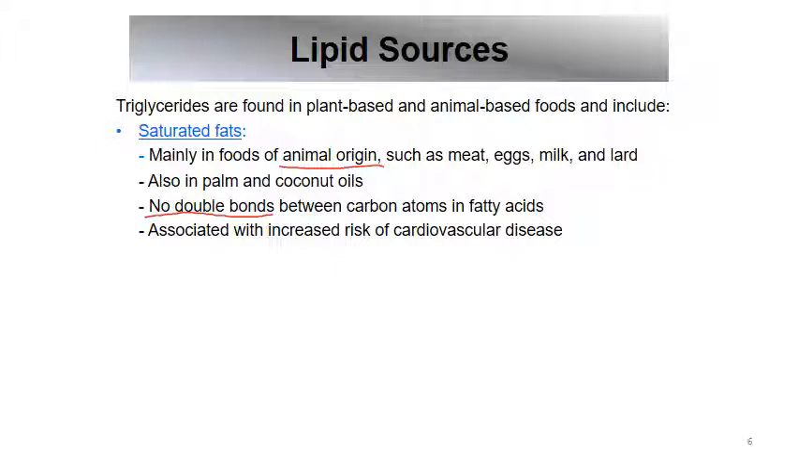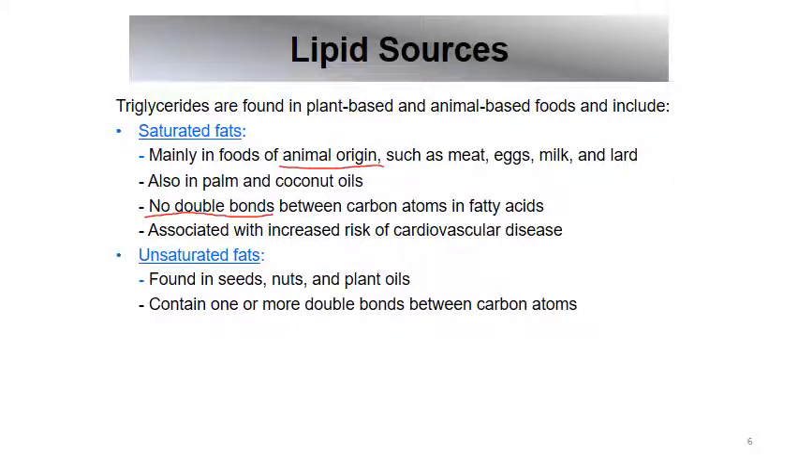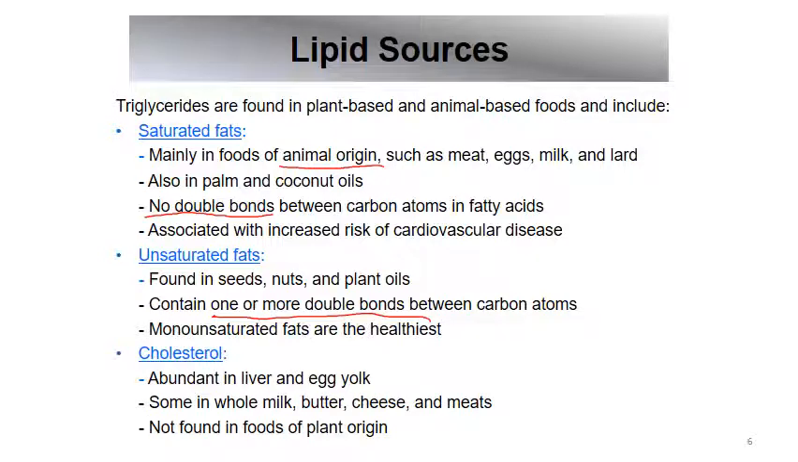Too much saturated fat can lead to cardiovascular disease, heart disease, stroke, like that. Unsaturated fats instead are the more plant oils. Unsaturated fats, know that these contain double bonds. Cholesterol is abundant in the liver. I put up this video about cholesterol, and it shows how the liver likes to store too much extra of it and then turns it into bile.